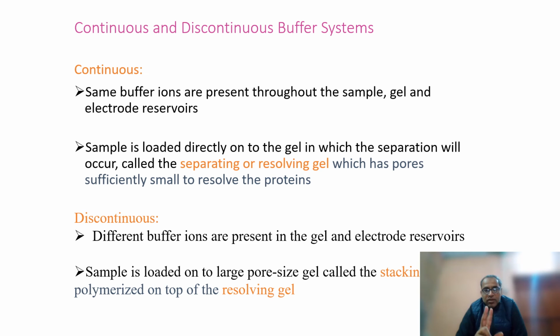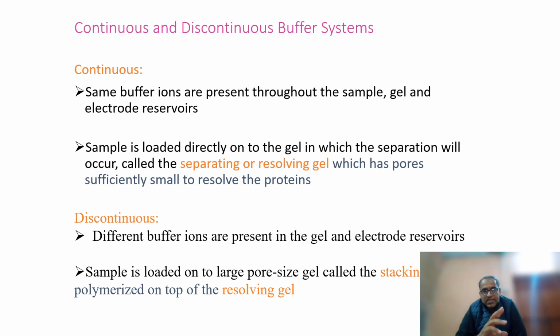Then there are continuous and discontinuous gels. For example, continuous means there is only a resolving gel present, and you can use that for separation of the proteins. While discontinuous has two kinds of gels. One is the stacking gel, and the other one is the resolving gel.